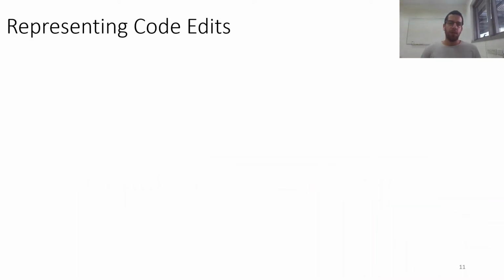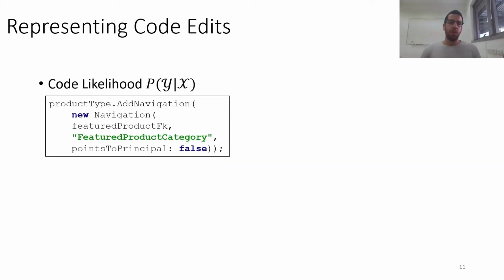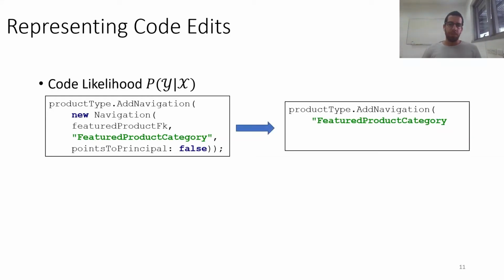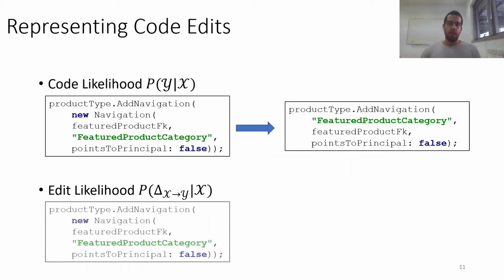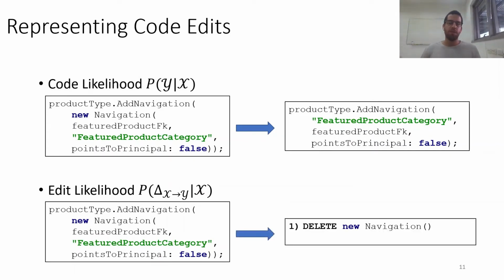In tasks that require predicting code edits, such as edit completion, the output can be one of two forms. In code likelihood, given the code before the edit, X, we model the likelihood of the whole code after the edit, Y. The output of such a model is the complete code after the edit. As opposed, in edit likelihood, we model the likelihood of the edit itself rather than the code after the edit. Given the code before the edit, X, we model the likelihood of the transformation function delta, which transforms X to the code after the edit, Y.